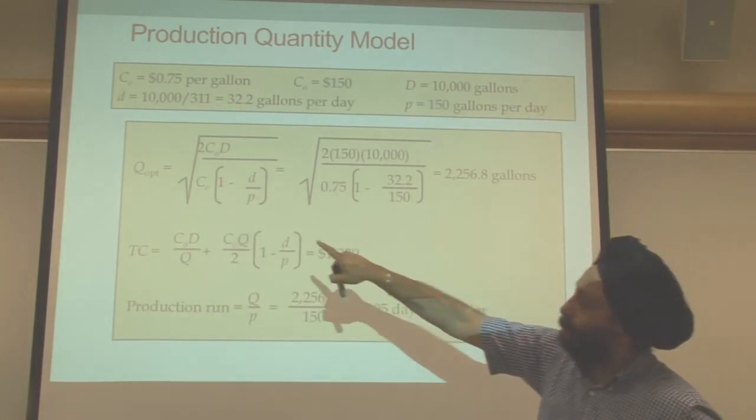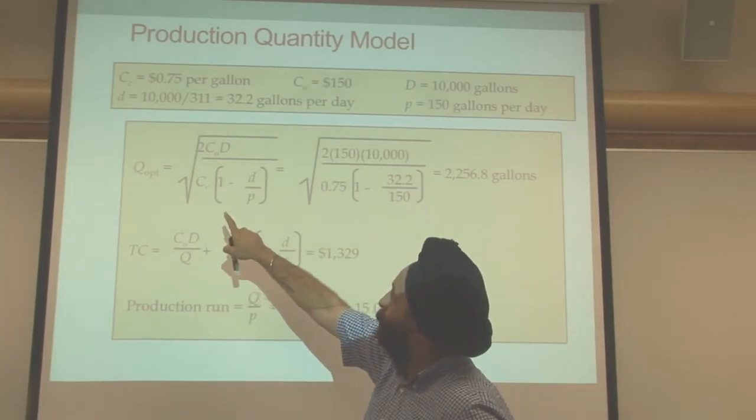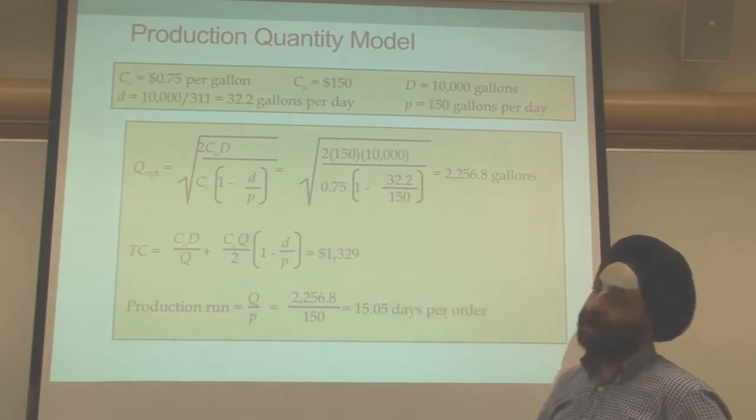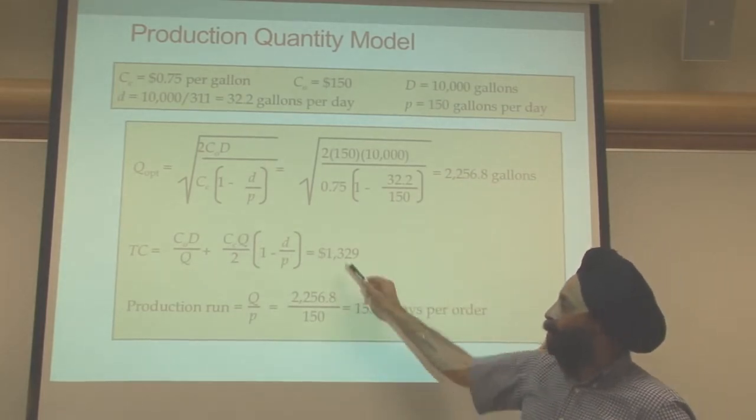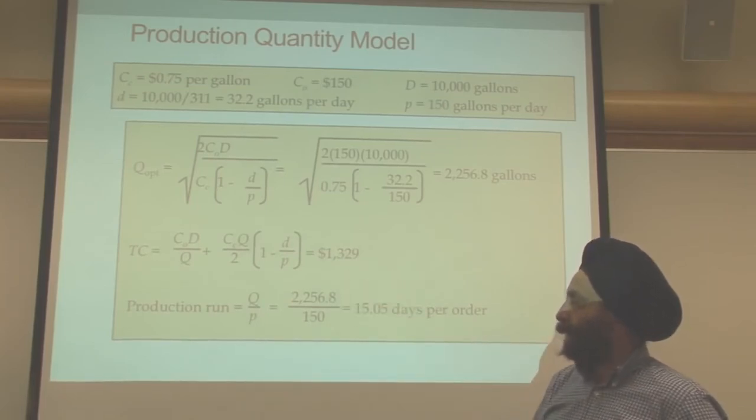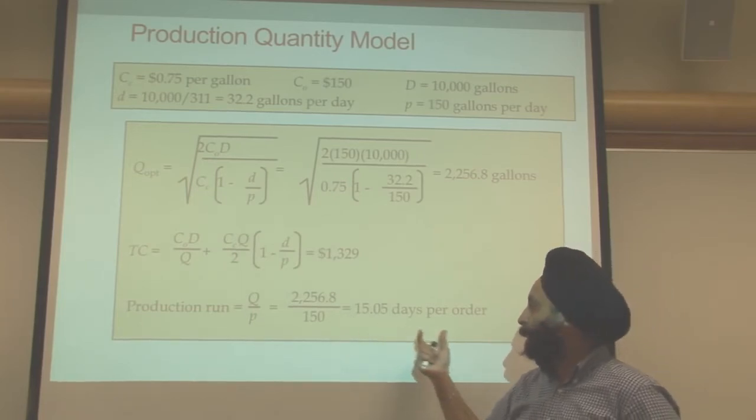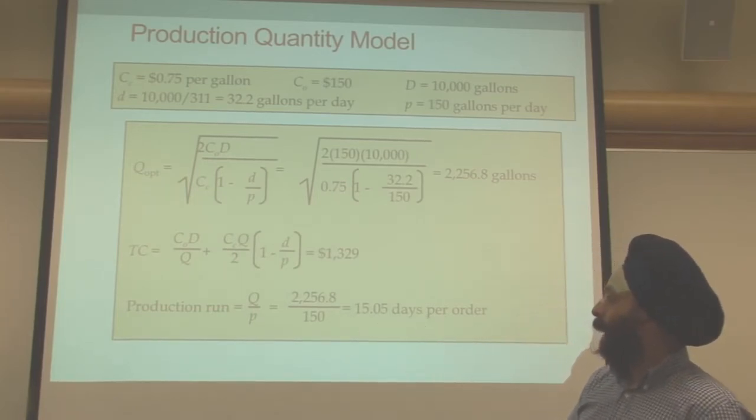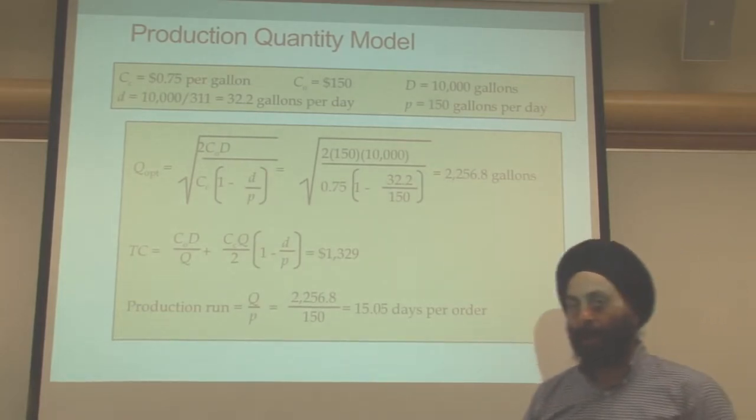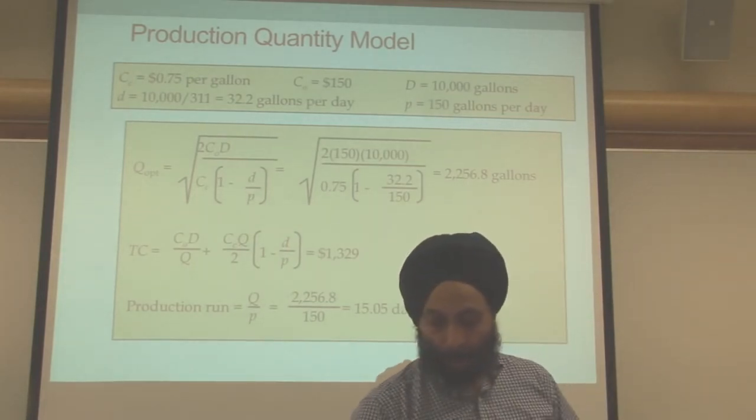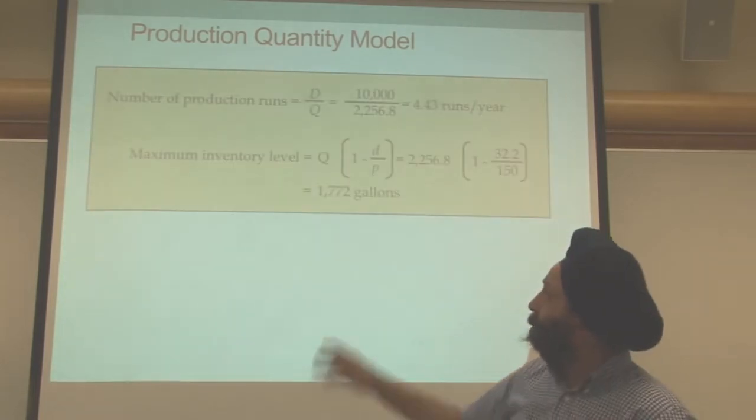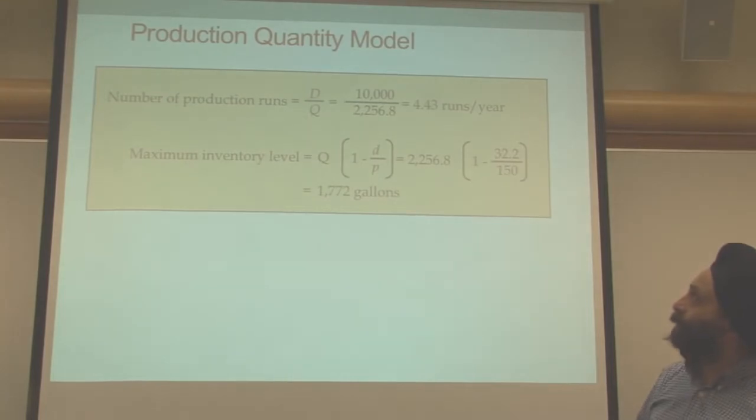So given that information, our production order quantity is 2,256.8 now instead of 2,000 even. In that case, the total cost reduces from 1,500, which was earlier, to 1,329. And for the production run, every order takes 15 days during which the machines will be working, and after that we'll shut them down because that will be enough to satisfy the remainder of the cycle. The number of production runs you're going to have is 4.43 runs a year.